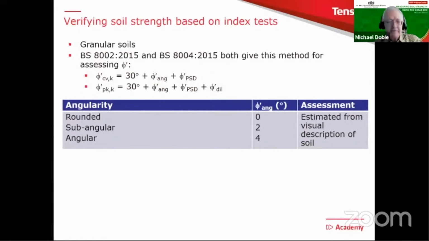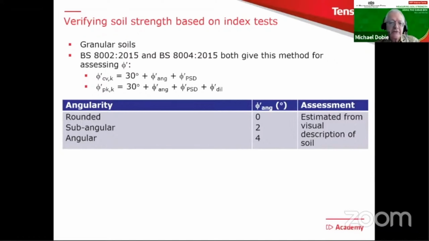Last things to mention. What about procedures for verifying? I mentioned this is really important. Having measured strength, you need to use index tests to verify that your values are reasonable. And this particular little technique, which is actually published now in two of the recent British standards, which have been brought into line with Eurocode, gives you a very simple technique.